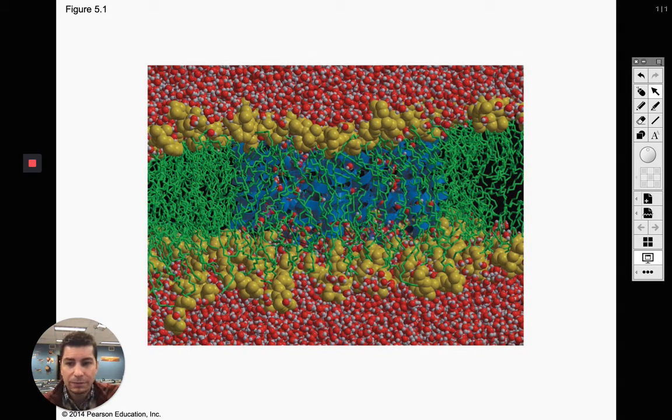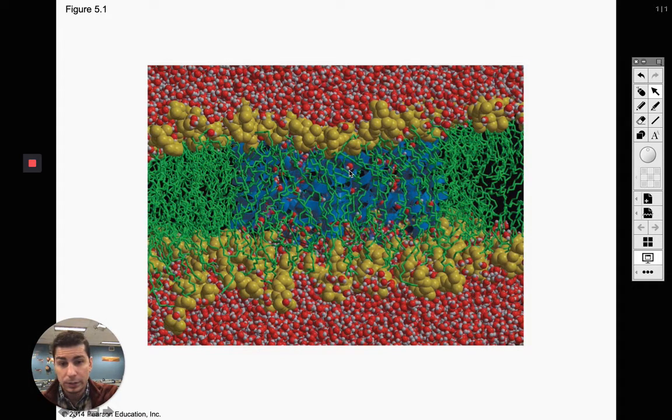Now, if you look, obviously this is an animation, this isn't like under a microscope or fluorescently dyed or anything like that. But if we look in the middle here, the green is a non-polar region, and you can see where it's very densely packed with this green stuff. There's none of these red and white molecules coming through. But where it's less packed, we do get some of these red and white molecules coming through.